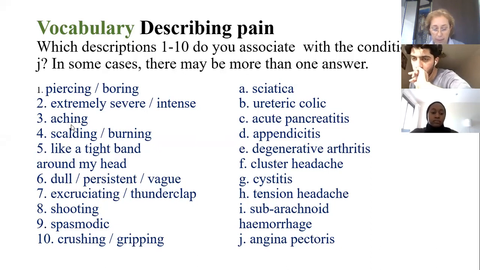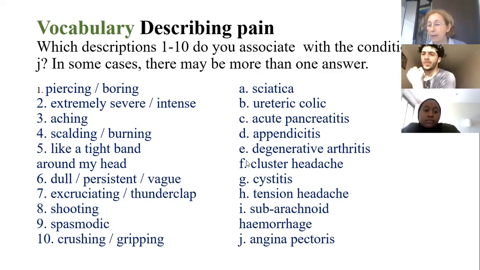Okay, aching. What can be aching? Headache, cluster headaches, tension headaches. Well, aching headache. So this is one and the same word. For example, if a person has pain in his hands, in his palms, in his fingers, and he says, my hand is aching, my fingers are aching. So what is it? Arthritis. Yes, arthritis. This is degenerative arthritis.